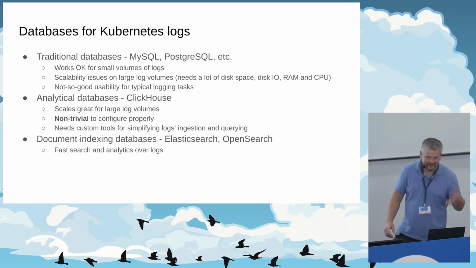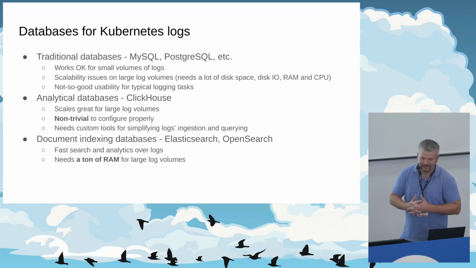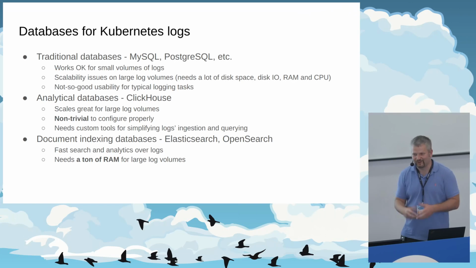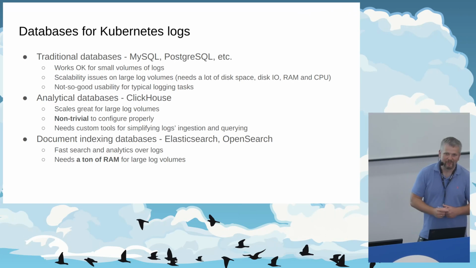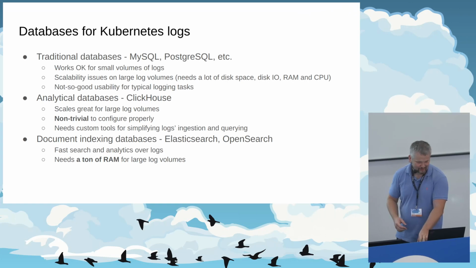What about document indexing databases such as Elasticsearch and OpenSearch? These databases provide fast search and analytics over large volumes of logs because they are optimized for such tasks. But they have issues. The first issue you stumble on when you collect logs into Elasticsearch and OpenSearch on a large scale is large memory requirements. So you need a ton of RAM for large log volumes.